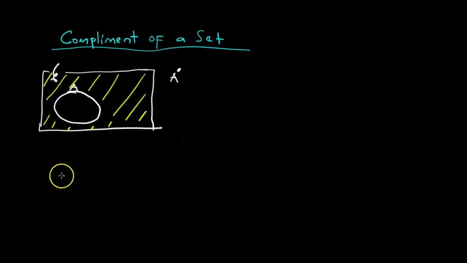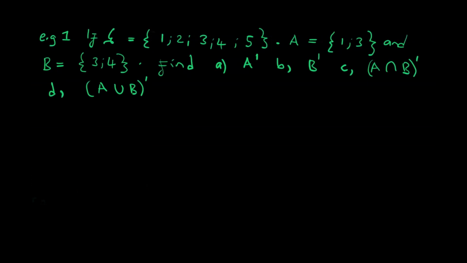Saka from here, let us look at an example. In our book, it's example 1, and we are also going to call it example 1. This is our example number 1, and that's the question. If the universal set is equal to 1, 2, 3, 4, 5, A is equal to 1, 3, and B is equal to 3, 4. Find part A, A complement, B complement, C, A intersection B complement, D, A union B complement.